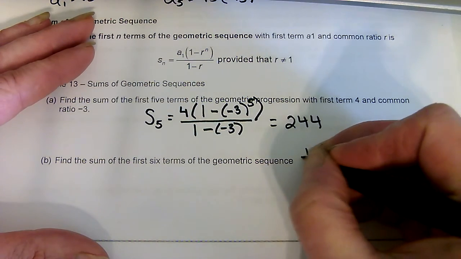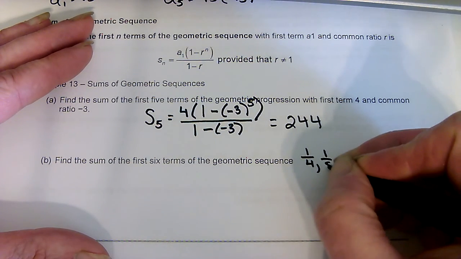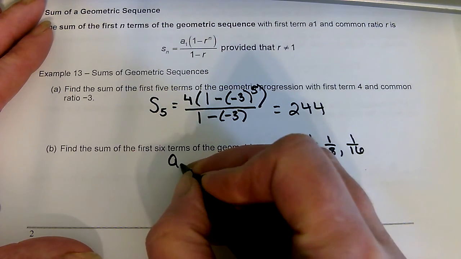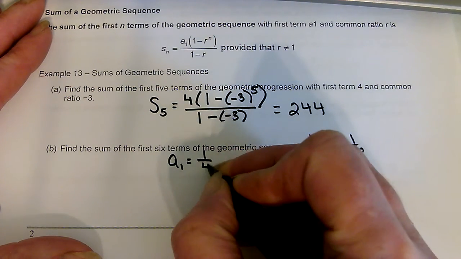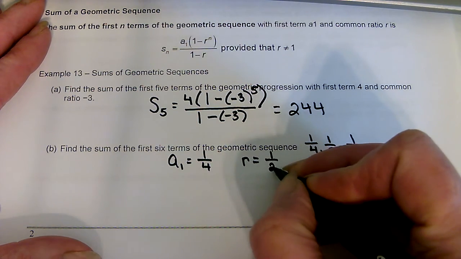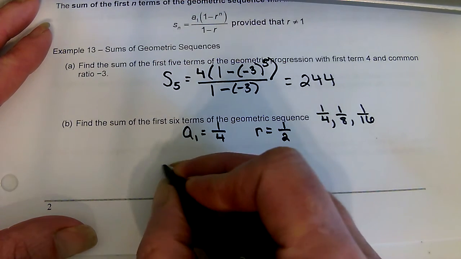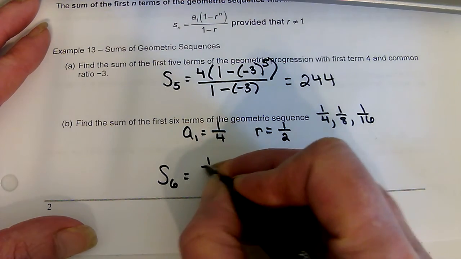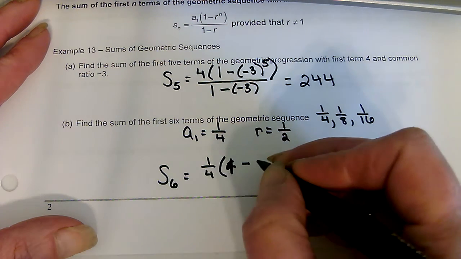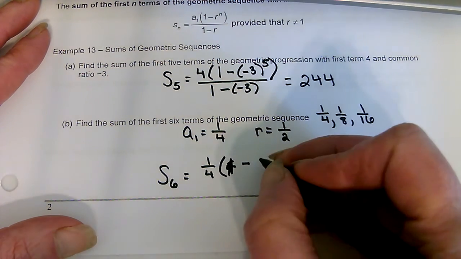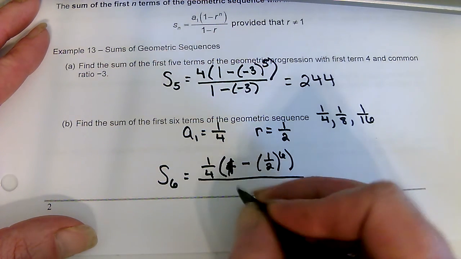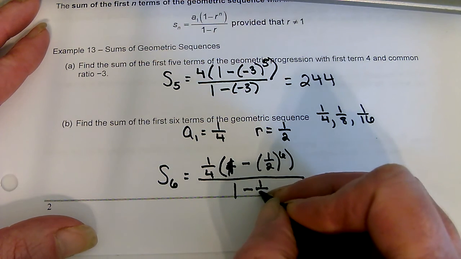I'm missing the terms here. Okay, so I know my first term is 1/4, and we're multiplying by 1/2 each time. So for the sum of the first 6 terms, I would take 1/4 times 1 minus, oh, that should be a 1, we're making it a 1, minus 1/2 to the 6th power, over 1 minus 1/2.